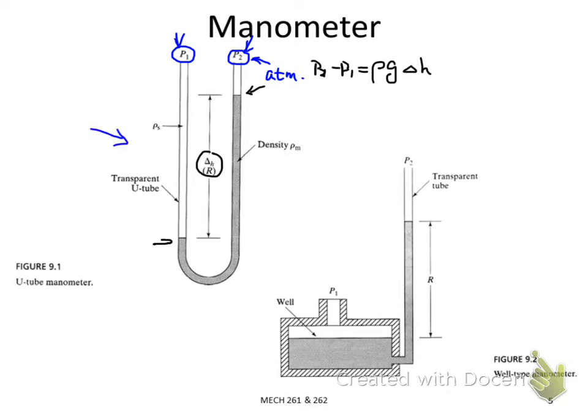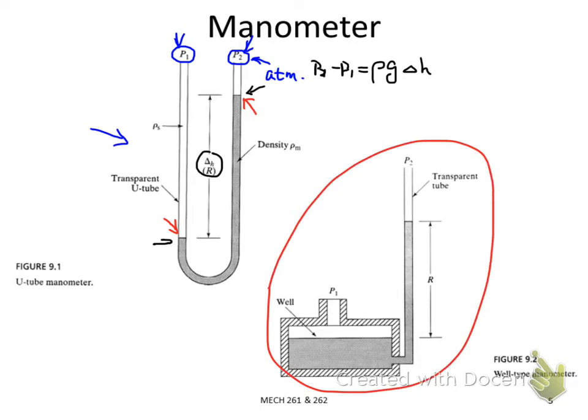For this simple format, you need to read two height values, left and right. It's not that convenient because you need to take the difference. That's why people also developed the well-type manometer. The principle is the same as the regular U-shaped manometer, but instead of two thin tubes, the right hand side has one thin tube, while the left hand side has a very large well. The well has a very large diameter here.